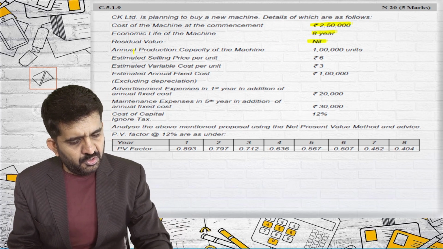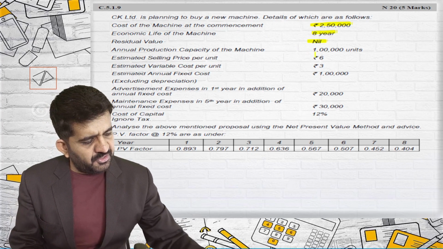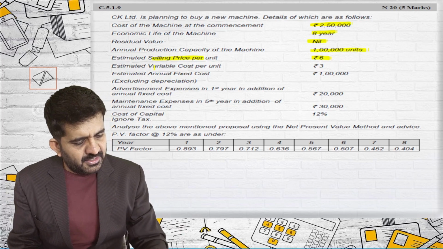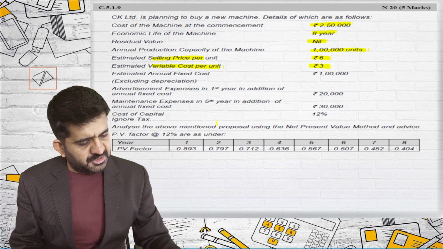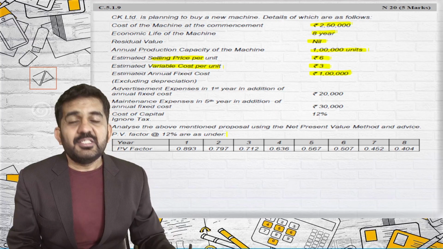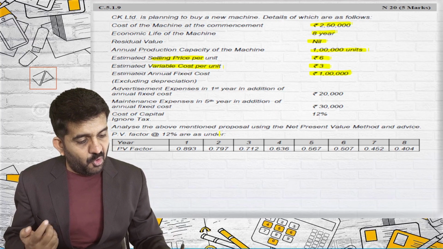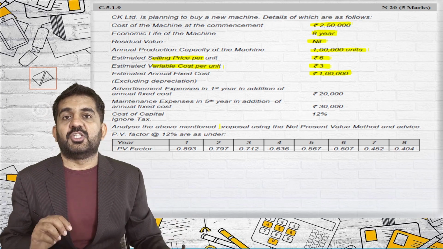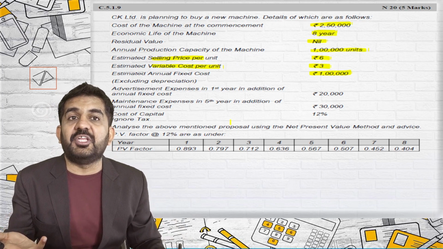Residual value is 0. Annual production capacity of the machine is 1 lakh units. Selling price is 6. Variable cost per unit is 3. Annual fixed cost is 1 lakh. See, everything is remaining same for all the years. What is the life of the machinery? 8 years. For all 8 years, practically everything is remaining same.